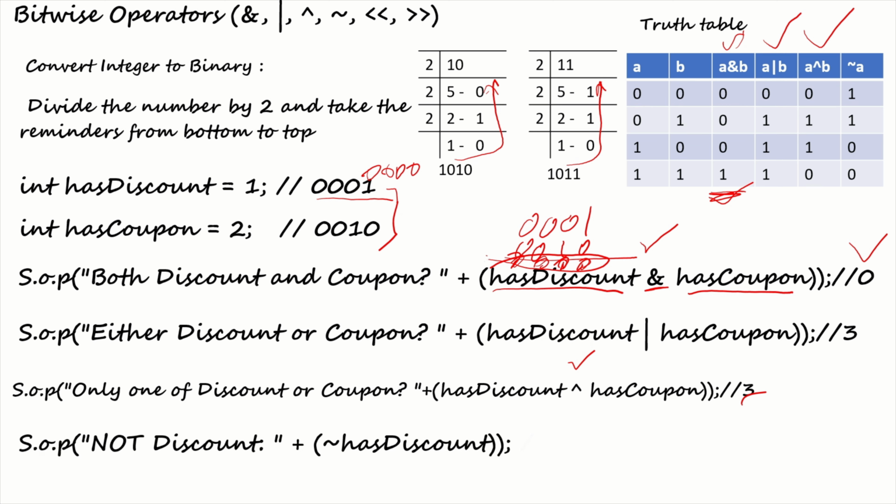And negation operator example, I want to find out not a discount. So I'll use this as discount and negate operator. So what is the value we have as discount is 1. And the result when we apply this symbol, you will get -2.